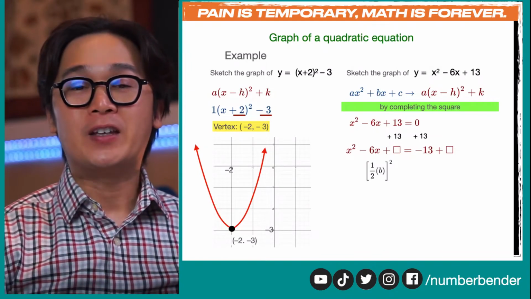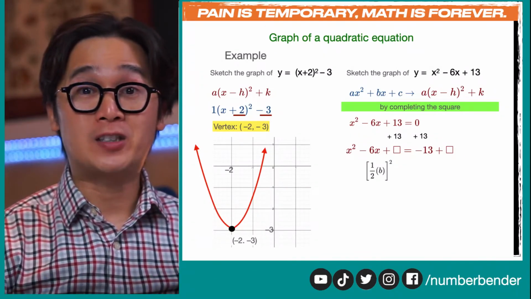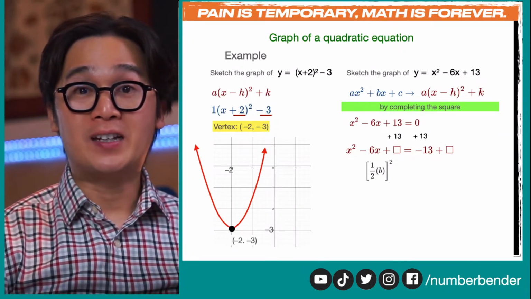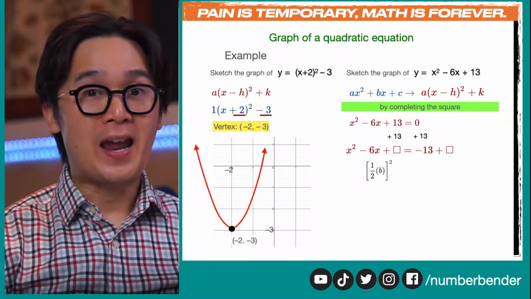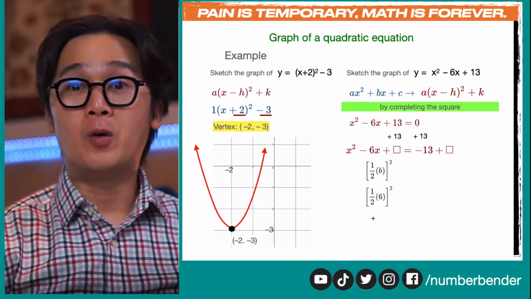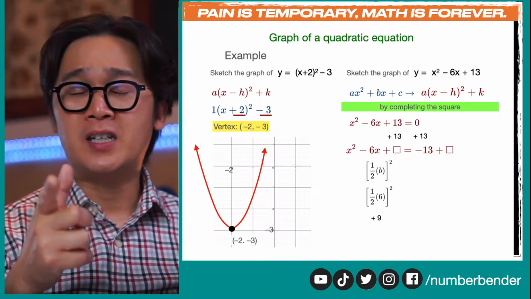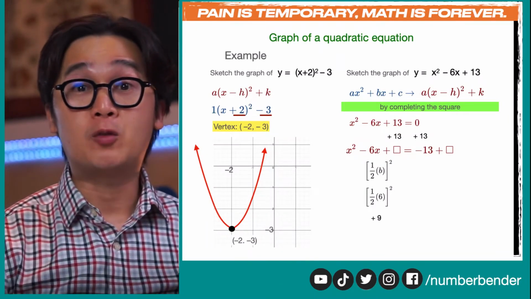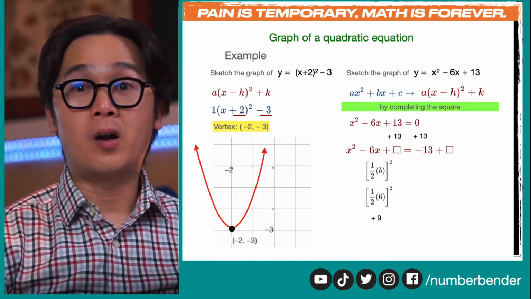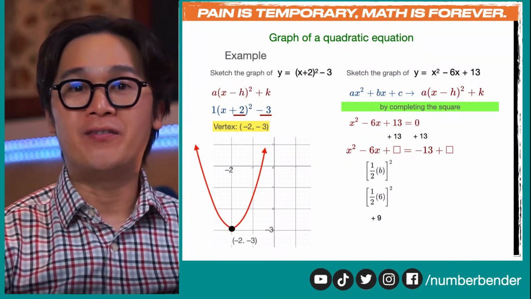By using this little formula right here, which is half of the middle term squared, the middle term is negative 6, so half of negative 6 is negative 3. And squaring it is going to give us positive 9. Even though I put positive 6 instead of negative 6 in the formula, it will still become positive because we're going to square our middle term after getting half of it.